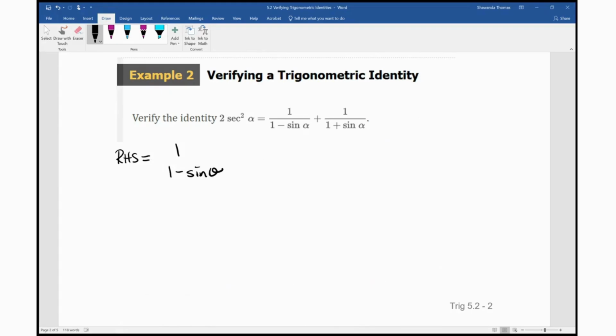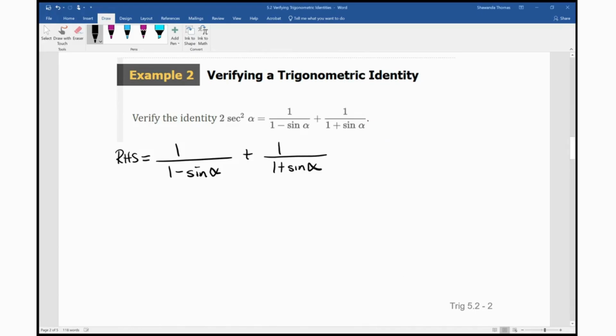Let's attempt to add this together. It's not theta anymore, it's alpha. What do we need to add fractions together? A common denominator. Can anyone tell me what the common denominator is? This is 1 minus sine alpha. One of them is supposed to be plus. I didn't write that right.